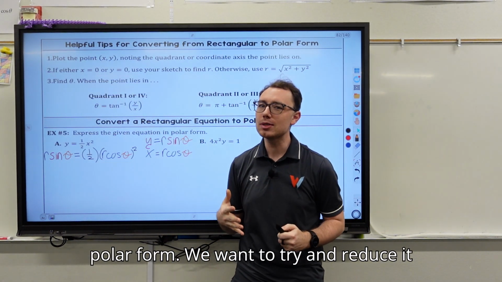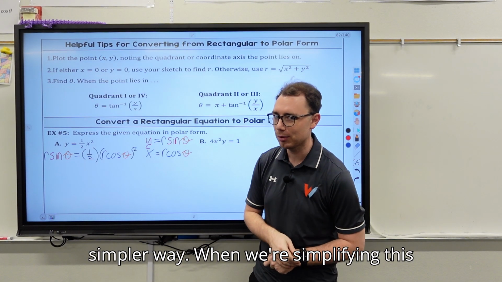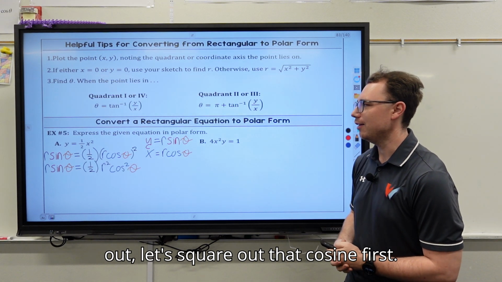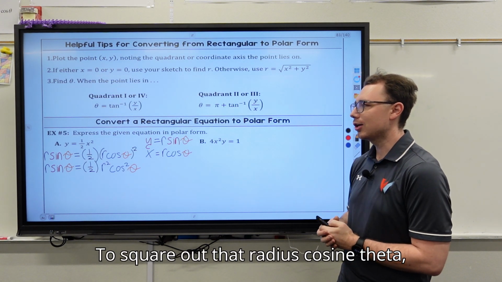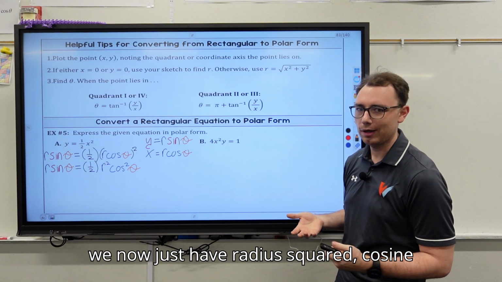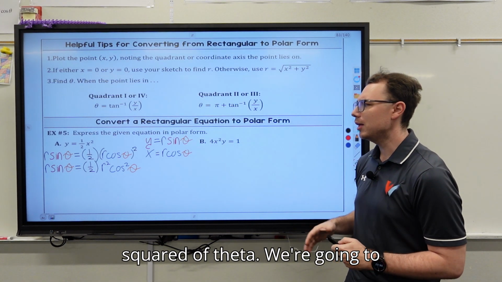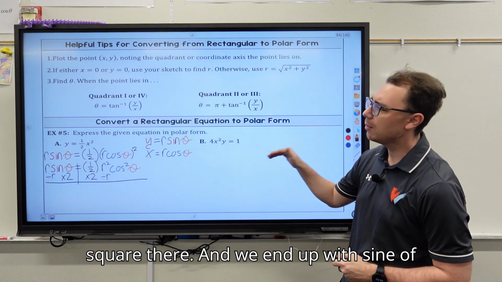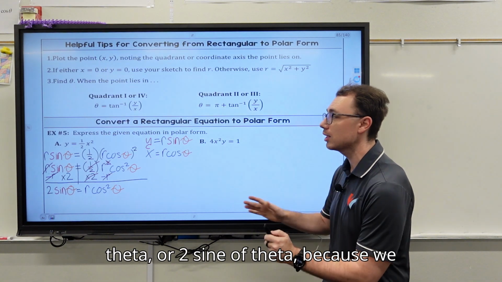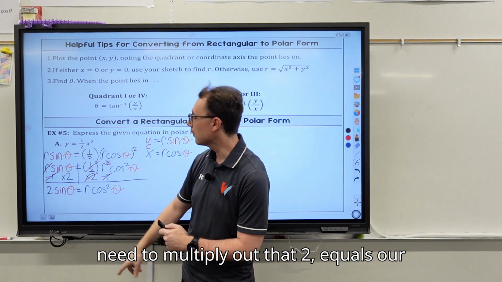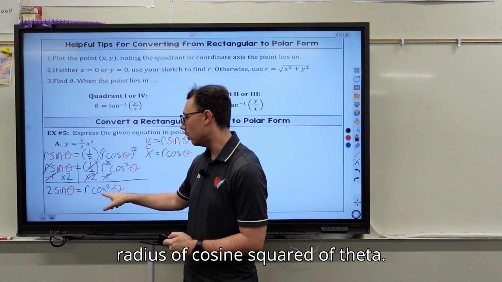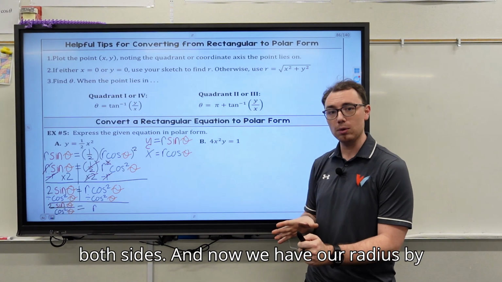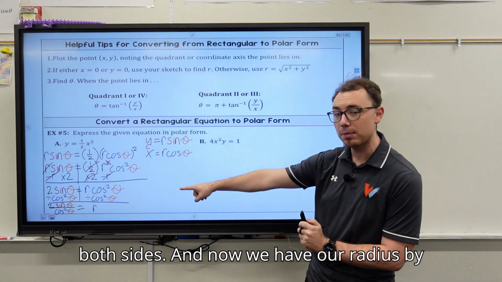We want to try and reduce it down just a little bit so it's in a simpler way. When we're simplifying this out, let's square out that cosine first. To square out that radius cosine theta, we now just have radius squared, cosine squared of theta. We're going to manipulate out that radius from both sides. There's no need to have that square there. And we end up with sine of theta, or 2 sine of theta, because we need to multiply out that 2, equals our radius of cosine squared of theta.